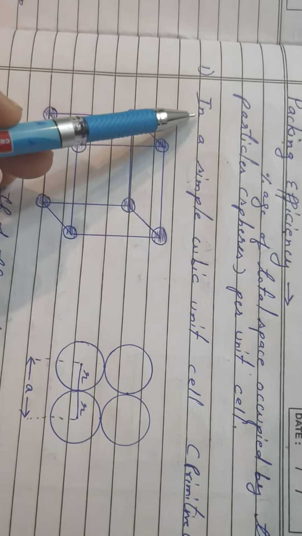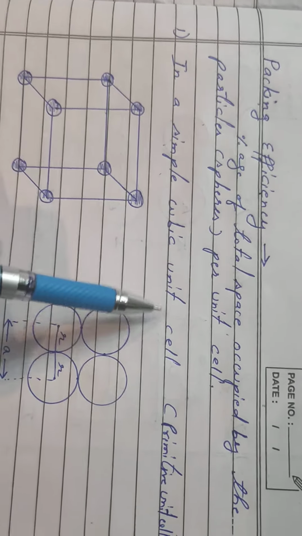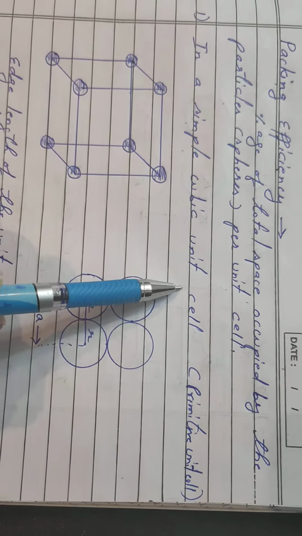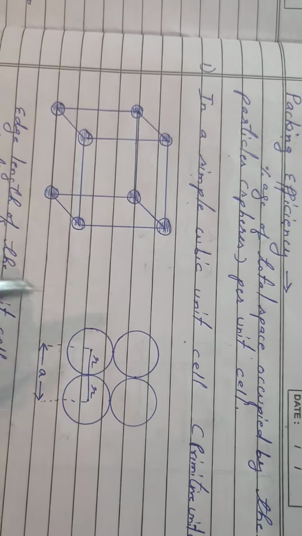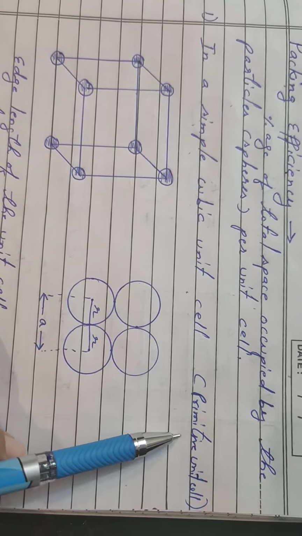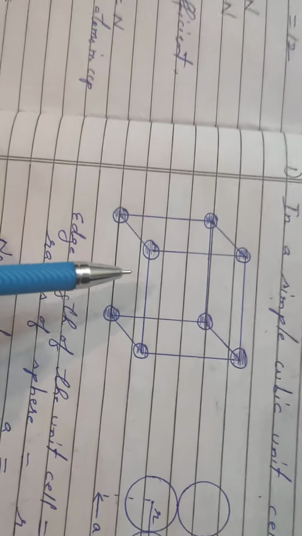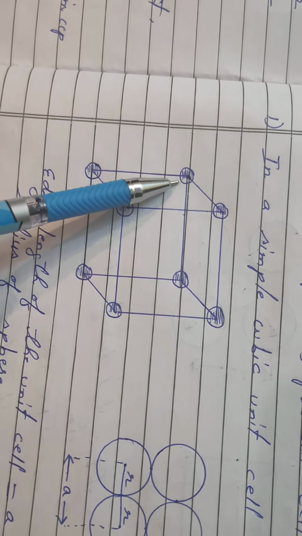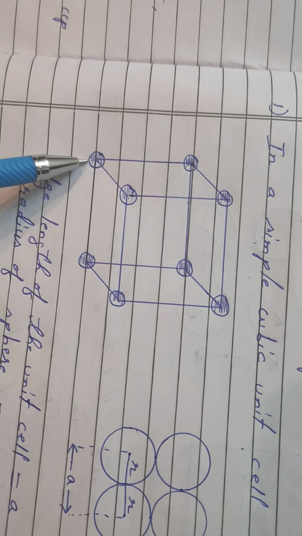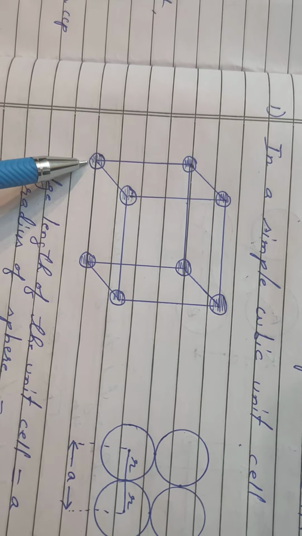Firstly, we will calculate in simple cubic unit cell. So calculate along with me. Okay, so you have to write on your notebook. Simple cubic unit cell is primitive unit cell in which the constituent particles are present at only corners. सिर्फ corners पे present हैं.